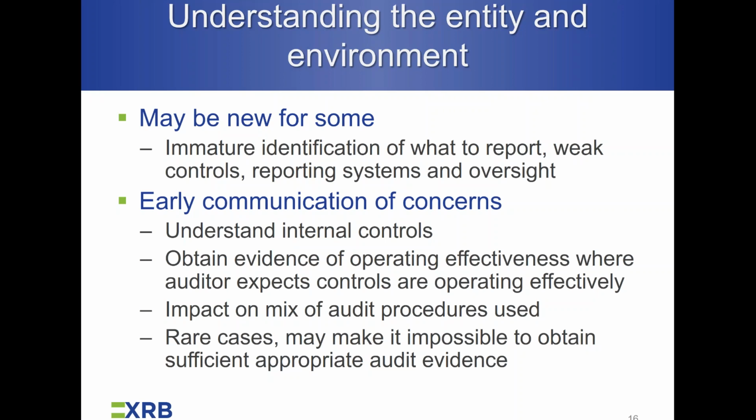What the auditor needs to do is to understand the controls that have been in place, just like a normal audit, and then obtain evidence of the operating effectiveness. And then based on that evidence, the auditor can determine the mix of audit procedures to apply. In rare cases, it may be impossible to obtain sufficient appropriate audit evidence. In this case, the auditor would need to modify the audit opinion. And we'll touch on that under the reporting section.